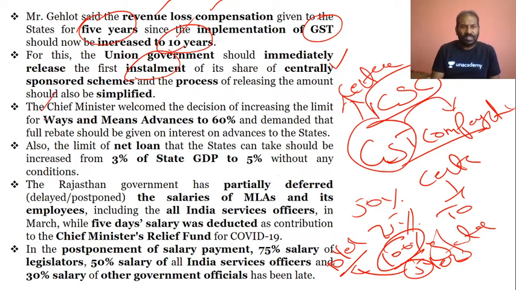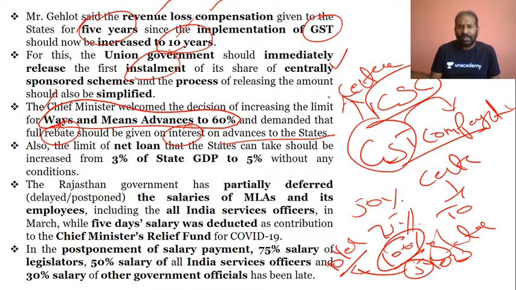And then the chief minister is also talking about ways and means advances, which should be increased to 60 percentage, wherein the states can make sure that they can borrow money. External commercial borrowing can be taken up through ways and means advances, and he is also demanding a rebate and interest on advances to the states. So from the center to the states, there should be a rebate and interest given on advances.